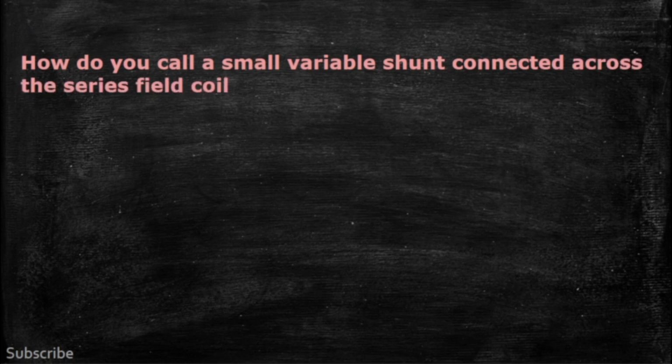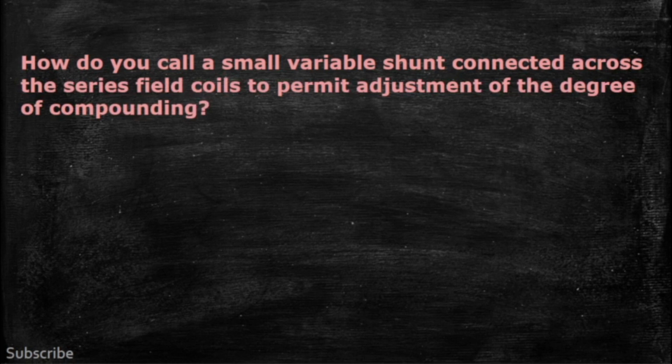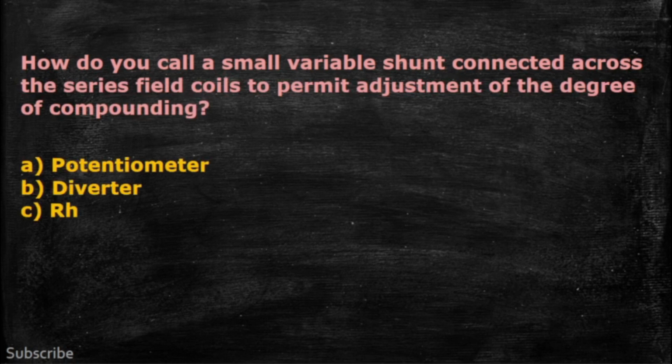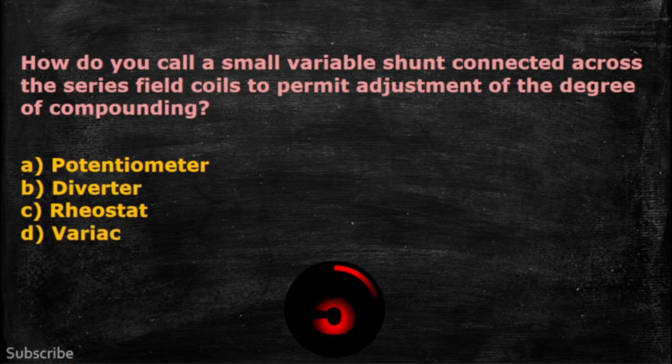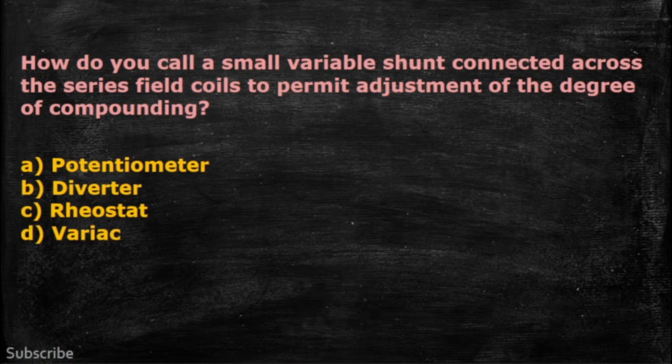Question number 1. How do you call a small variable shunt connected across the series field coils to permit adjustment of the degree of compounding? A. Potentiometer. B. Diverter. C. Rheostat. D. Variac. The correct answer is letter B. Diverter.